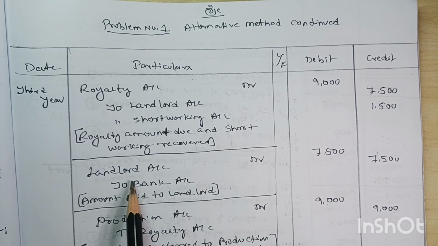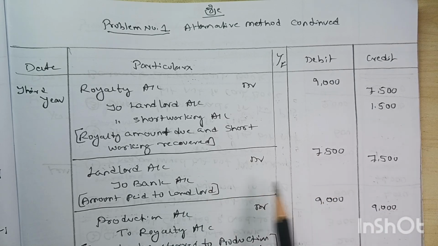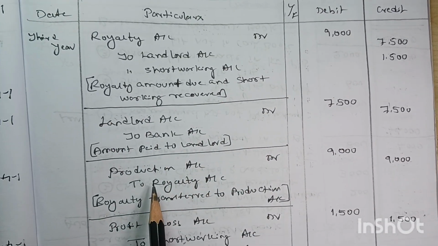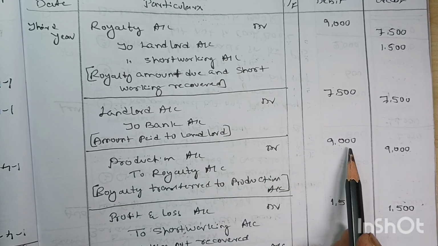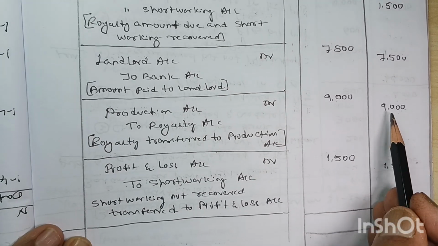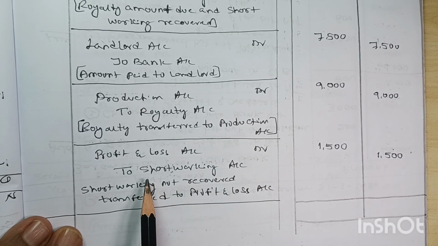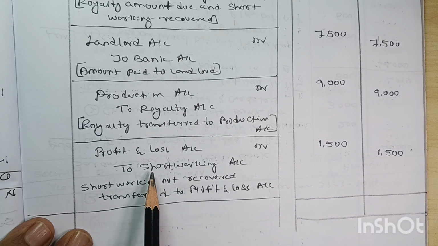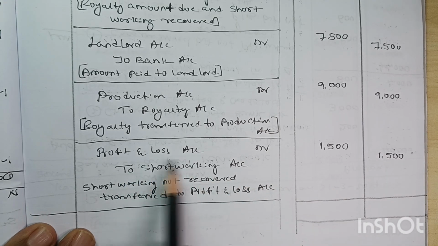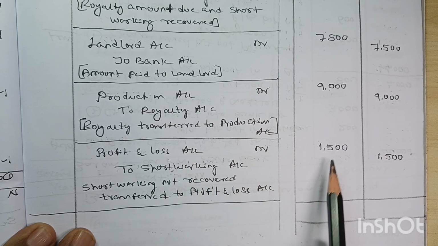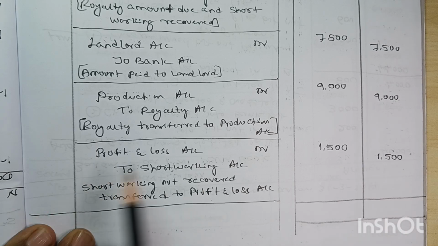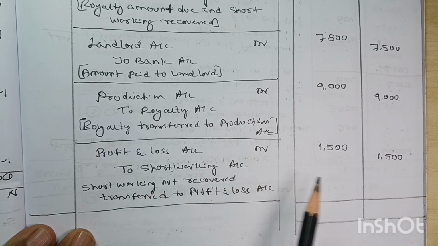Then as usual landlord account debtor to bank account, you have to pay the amount to the landlord. Then once royalty is open, it should be closed. Production account debtor 9,000 to royalty account 9,000. But you have to transfer that remaining short working of 1,500 to profit and loss account. Profit and loss account debtor to short working account 1,500, 1,500, it is closed. This is how you have to pass journal entries.